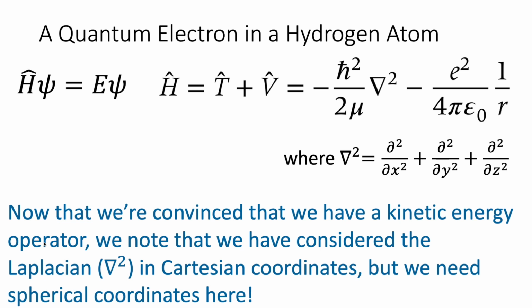But it turns out, with a hydrogen atom, there's a spherical symmetry. The attraction between the electron and the proton in the nucleus is the same if the electron is 1 Bohr radius above it or below it or whatever. It doesn't matter if it's above or below, left or right. There's a spherical symmetry. So we really need to define our position in terms of spherical coordinates.